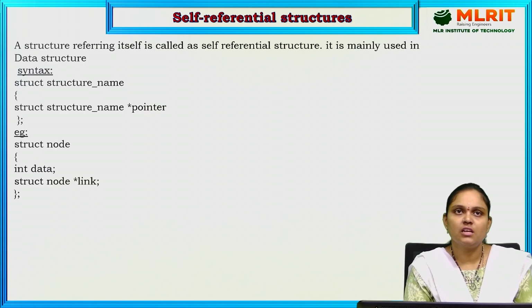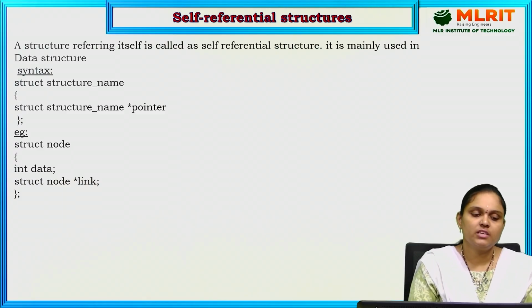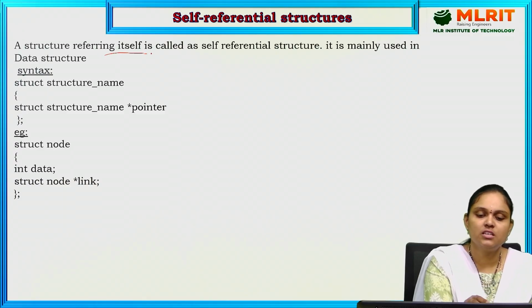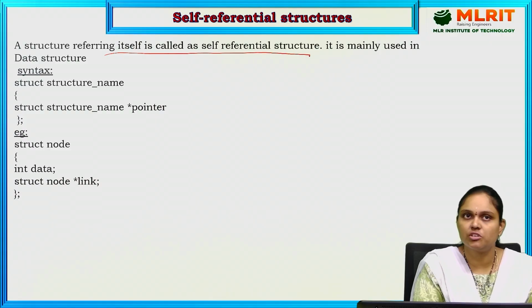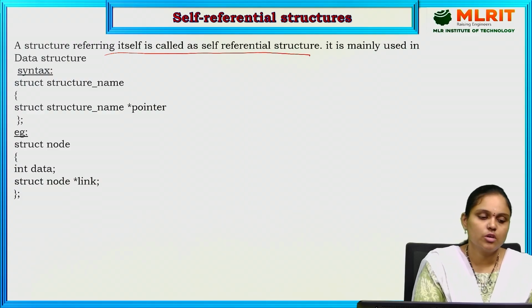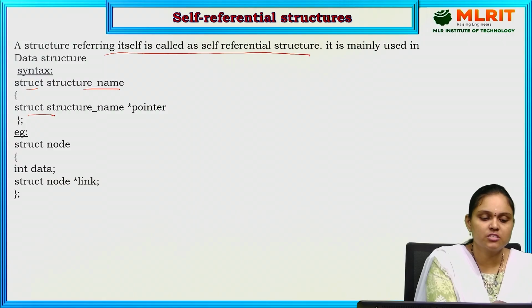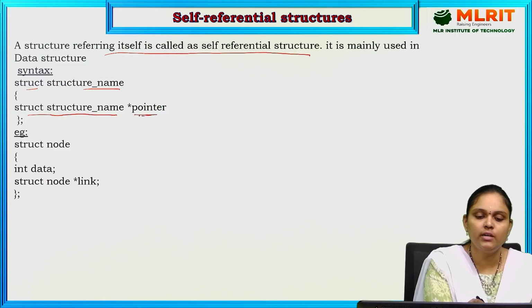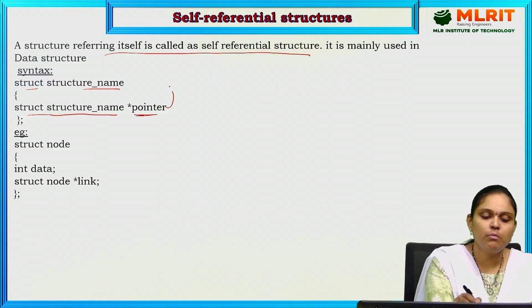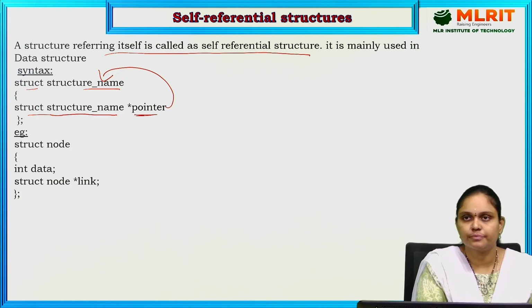And the next is a self-referential structure. So the structure referring to itself is called a self-referential structure. It is mainly used in data structures. While you are building linked lists, trees, and graphs, at that time the self-referential structure will be used. So the syntax is struct name, and here we have the structure name and a pointer variable, and this pointer will point to the same structure.